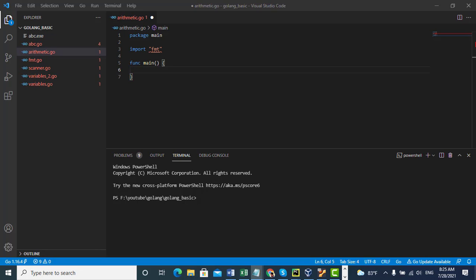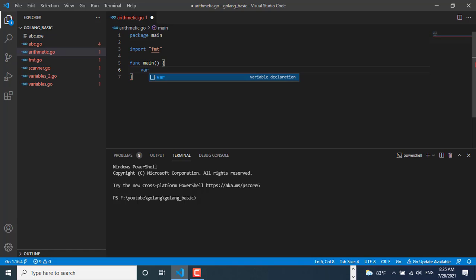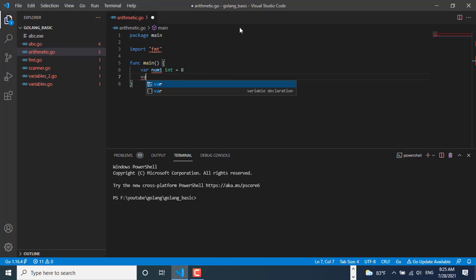Here I am going to explain arithmetic operations in Go language. Here I declare two variables. First one, var num1 int equal 8. Second one, var num2 int equal 9. Then I'm going to print.